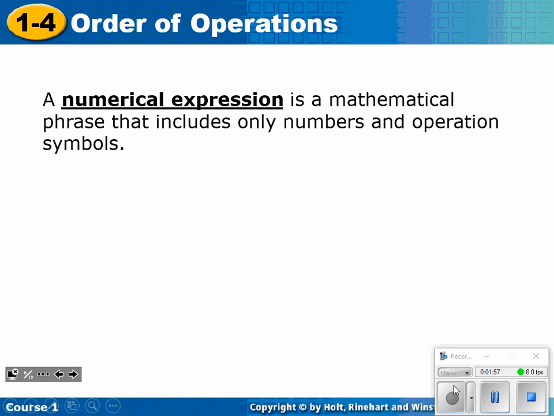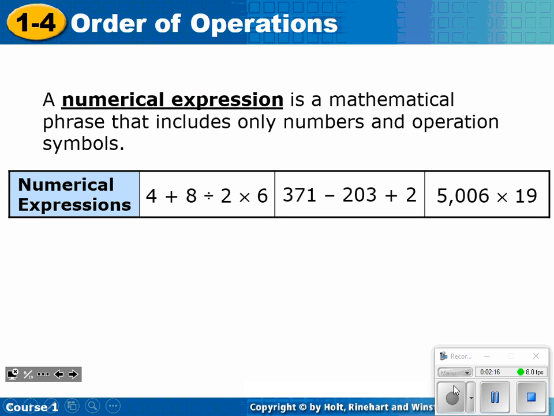So, first thing we're going to say is I'm going to ask you today to evaluate numerical expressions. Evaluate is just a fancy word for solve, or find the value. You can do that. A numerical expression is a mathematical phrase that includes only numbers and operation symbols. So, for example, this right here, 4 plus 8 divided by 2 times 6. That is a numerical expression. You don't see anything there but numbers and symbols, right?